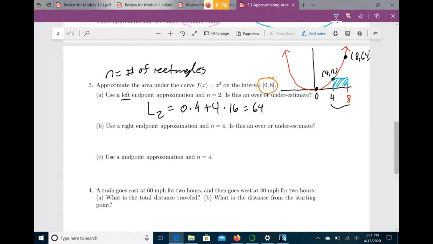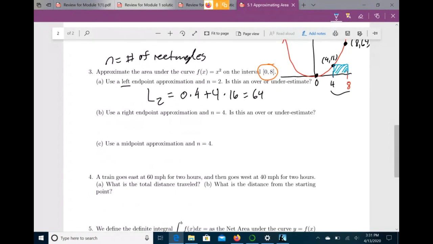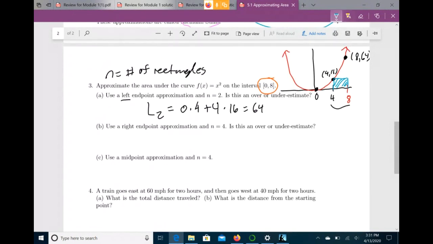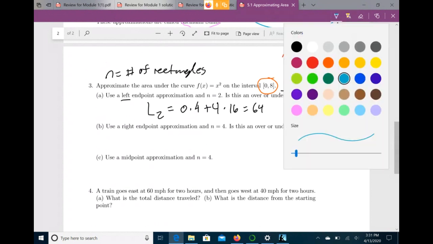So let's use right endpoint approximation and n equals 4. Okay, so I'm going to draw the graph again.